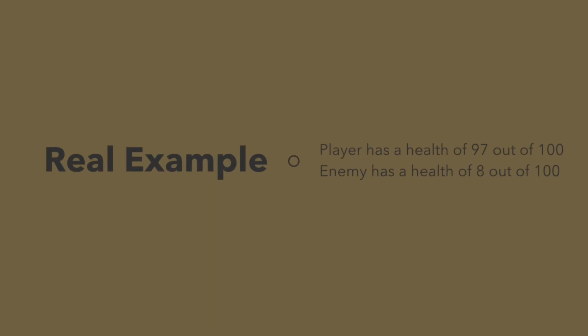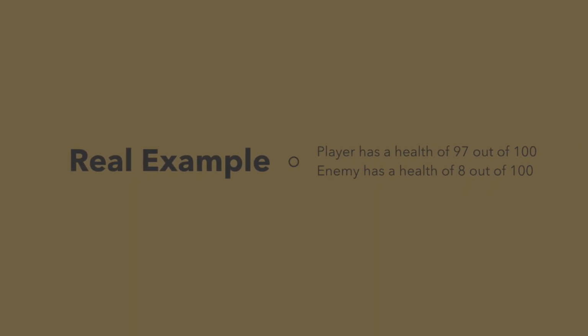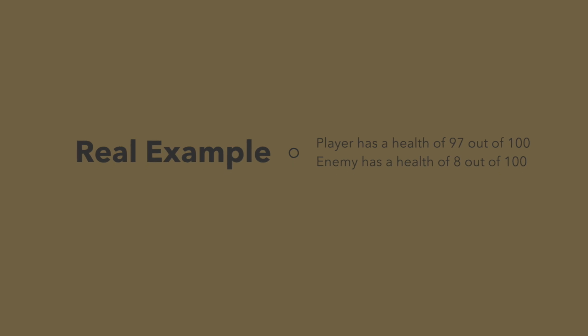Let's simplify things for a real-life example. Let's take a scenario where we have two game entities, a human-controlled object known as the player and a computer-controlled object known as the enemy. We want to connect the AI to the computer's decisions. This scenario has the player having 97 health out of 100 and the enemy having 8 health.